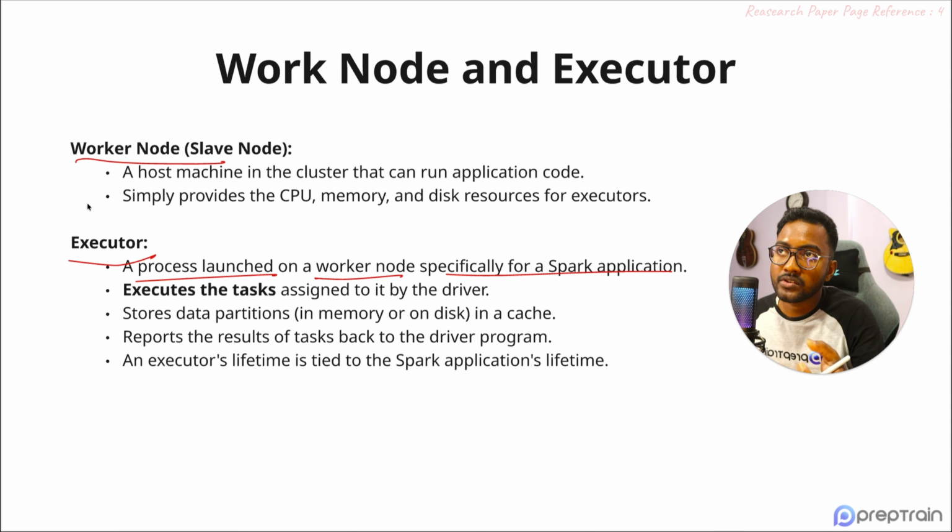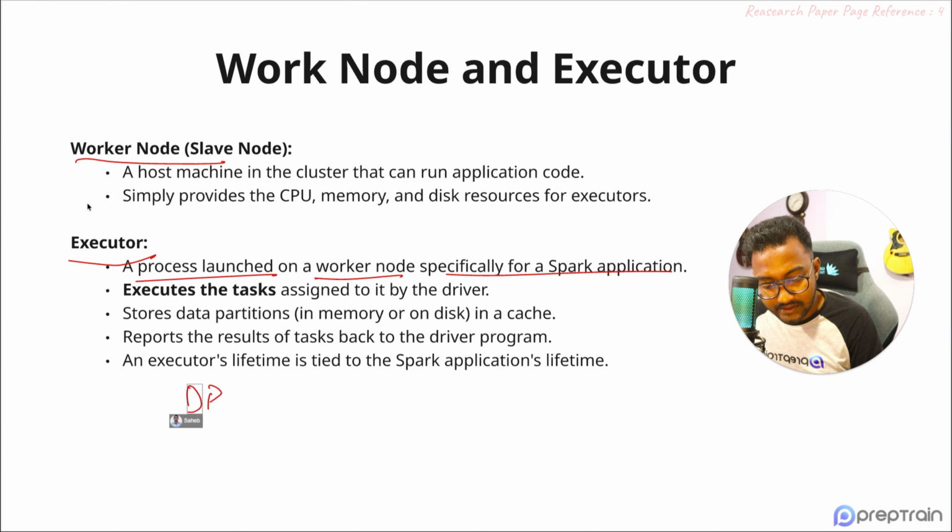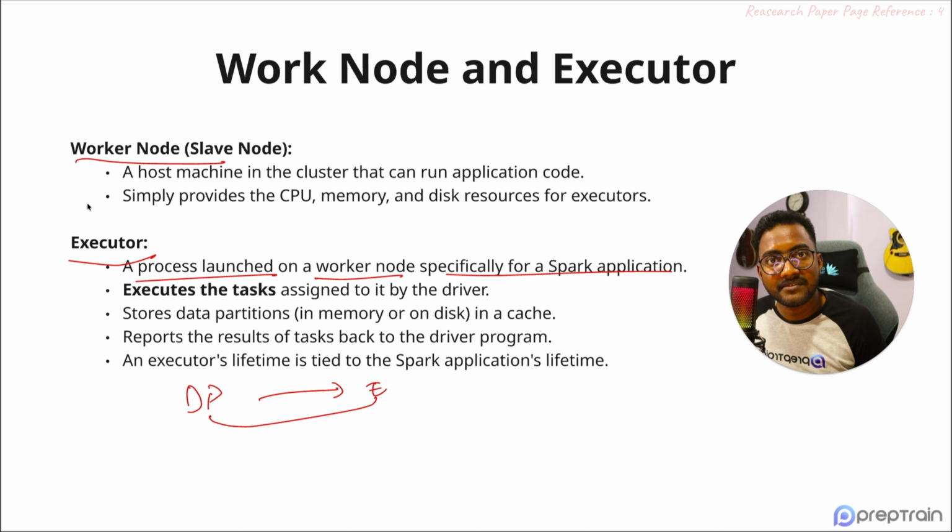Secondly, the executor is responsible for storing data back to the partitions or on the disk, and if it is required to store them in cache, the executor does that as well. Finally, the executor is in constant communication with the driver. Once it finishes a task, it reports the result back to the driver program. This flow, where the driver program sends tasks to the executor and the executor reports back to the driver program, is the fundamental execution loop of any Spark job.